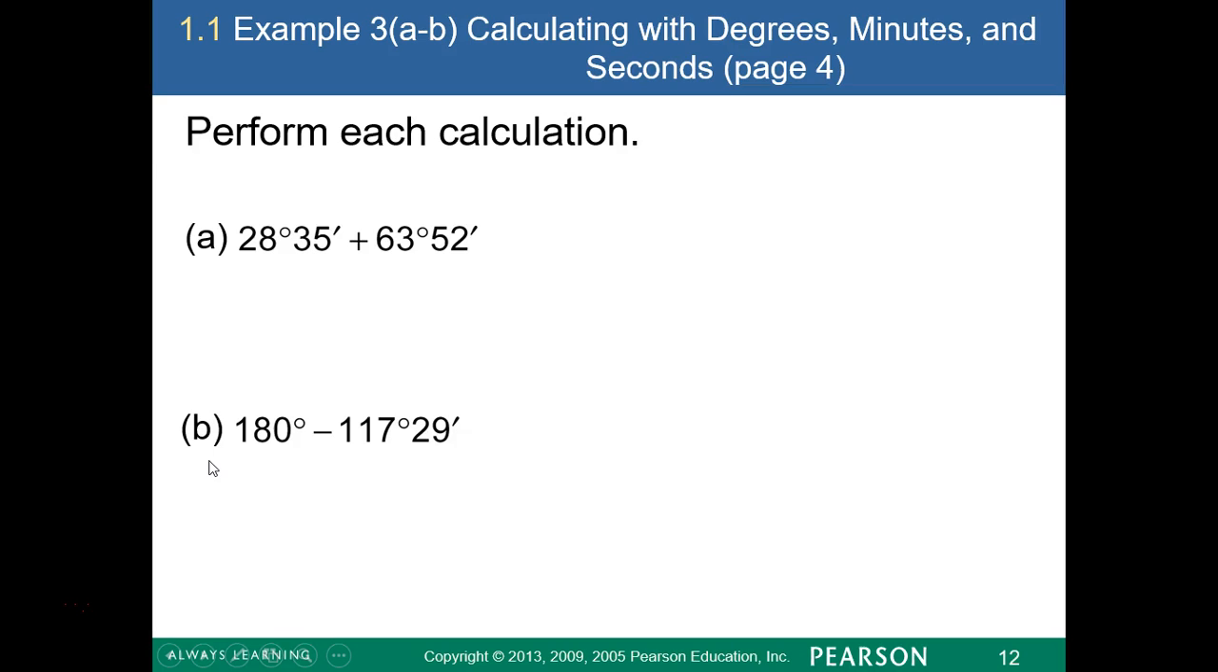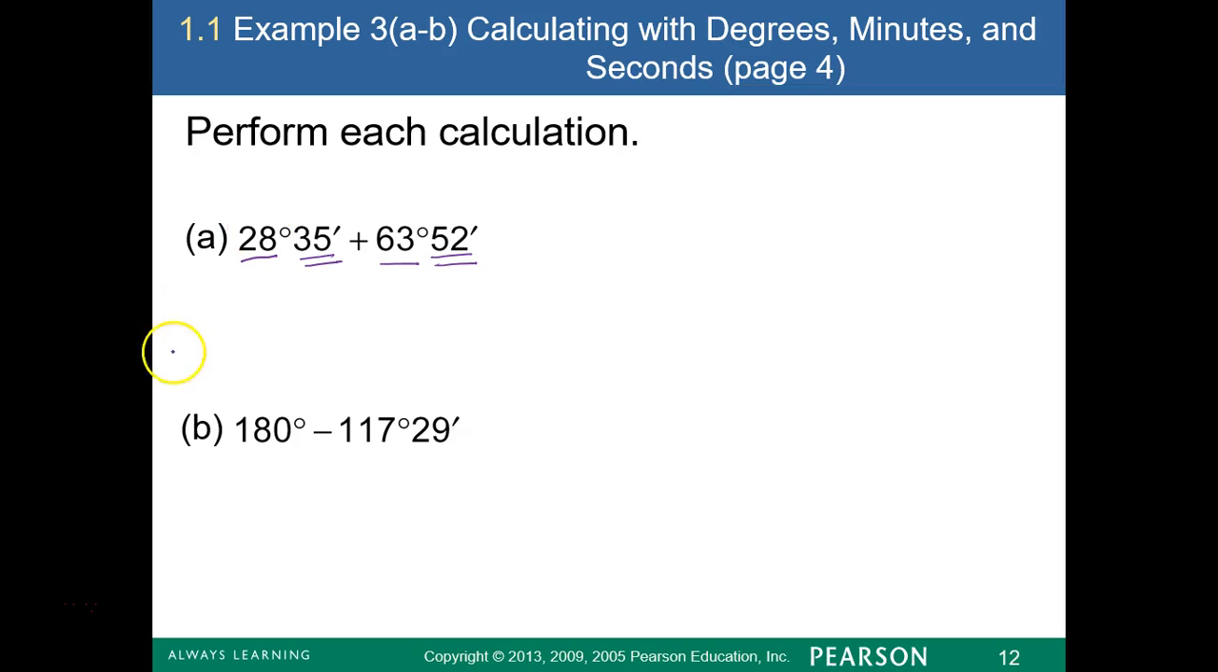Before we get to converting from decimal degrees to degrees, minutes, seconds, and the other way around, let's do this right here. It's asked us to perform each calculation. Whenever we are adding or subtracting degree measurements that include minutes and seconds, you just want to add those portions together. So we're going to add together 28 degrees and 63 degrees. And then we're going to add together the 35 minutes to the 52 minutes. And then we're going to simplify it.